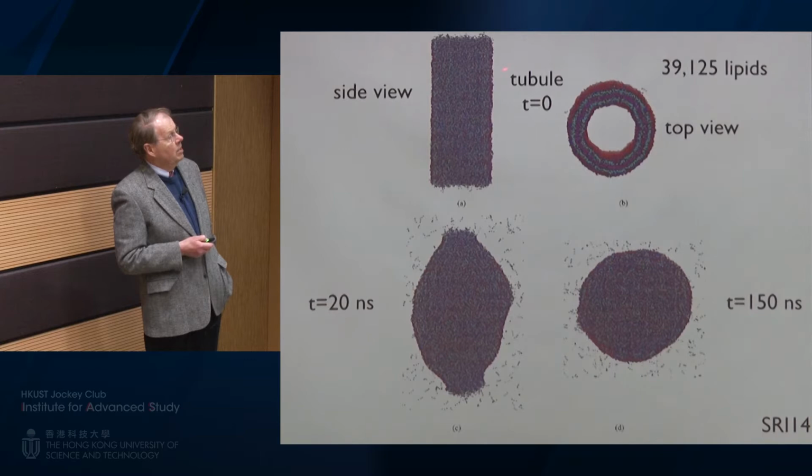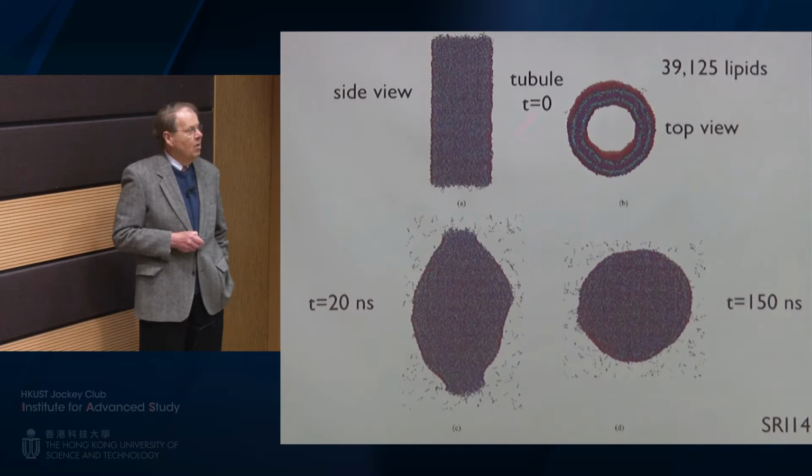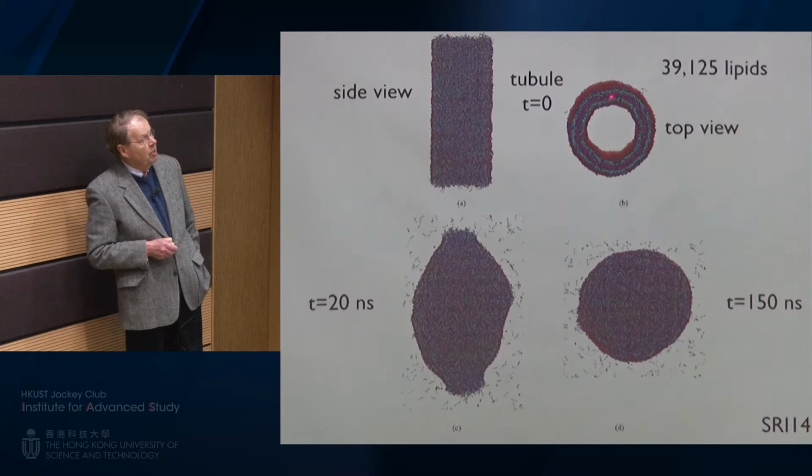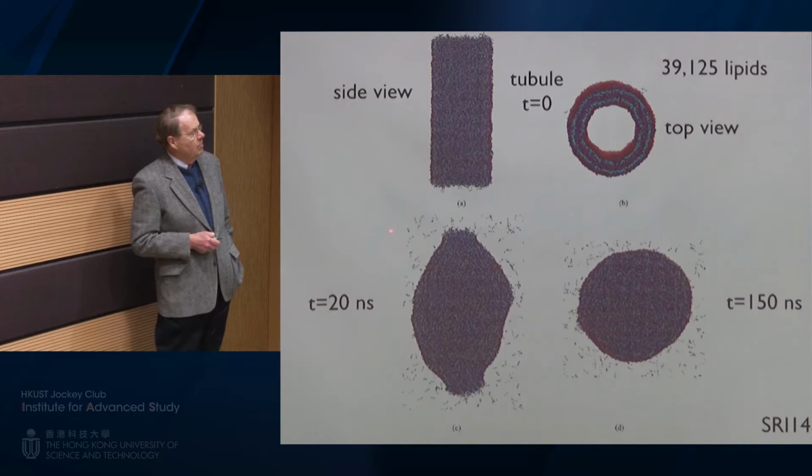And what happened? Well, 20 nanoseconds later, one of the things you can see is they're beginning to lose some lipids on the outside. So the problem is that, among other things, at the end of the tube, you've got hydrocarbon chains in here that are in direct contact with water. And they don't really like that. You lose some of them, but they still stay attached because they don't want to be in water very much. Nevertheless, some of them go into water.